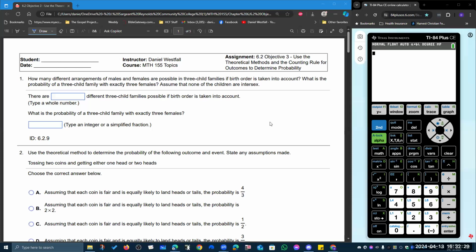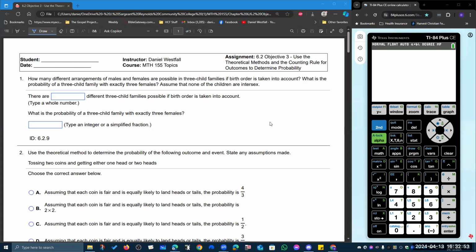In this video, we're going to talk about 6.2 Objective 3, where we use the theoretical methods and counting rule for outcomes to determine probability. Let's look at our first question here. How many different arrangements of males and females are possible in three-child families if the birth order is taken into account? What is the probability of a three-child family with exactly three females? Assume that none of the children are intersex.